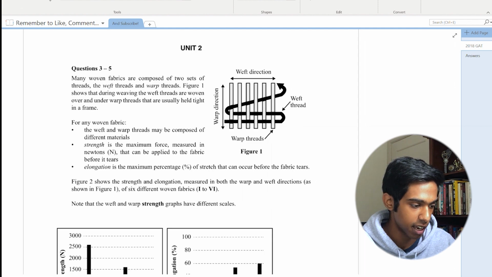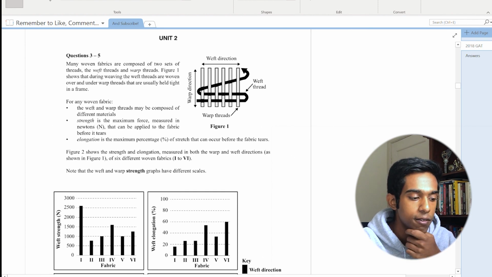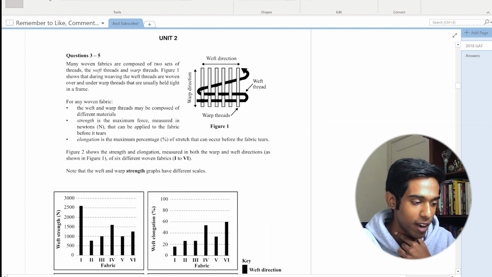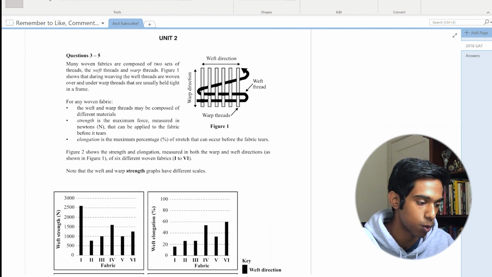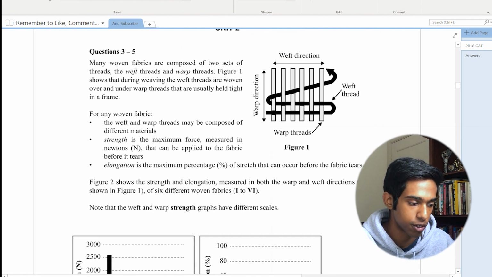So now with this second set, Unit 2, I think this is more of a maths question. Many woven fabrics are composed of 2 sets of threads, the weft threads and the warp threads. I'm just reading this diagram as well. Figure 1 shows that during weaving, the weft threads are woven over and under warp threads that are usually held tight in a frame. Okay.